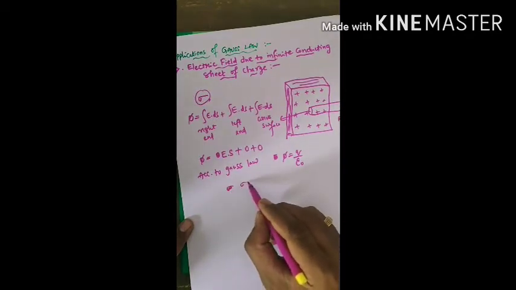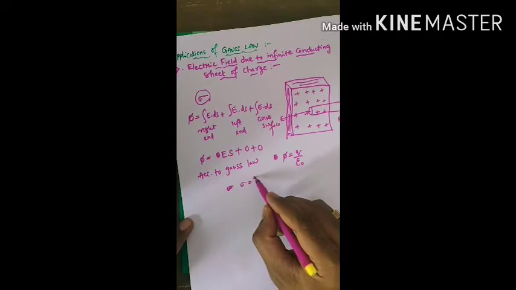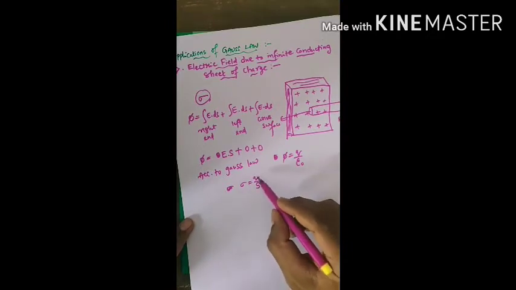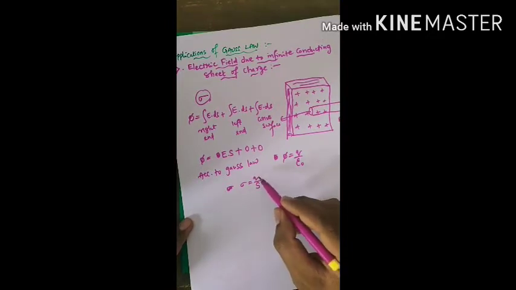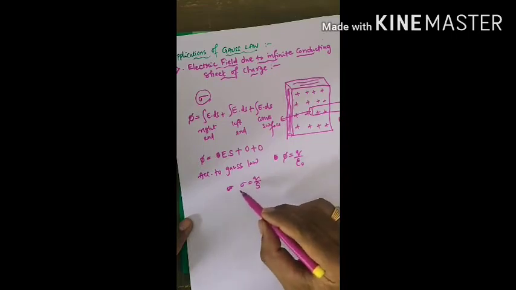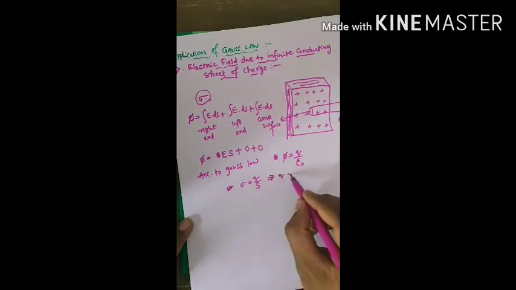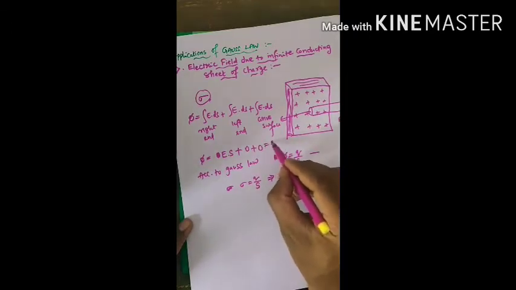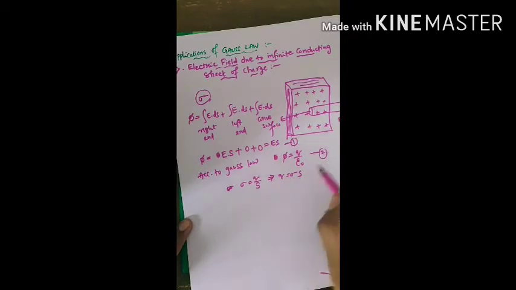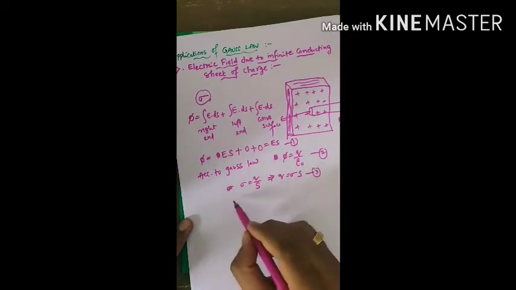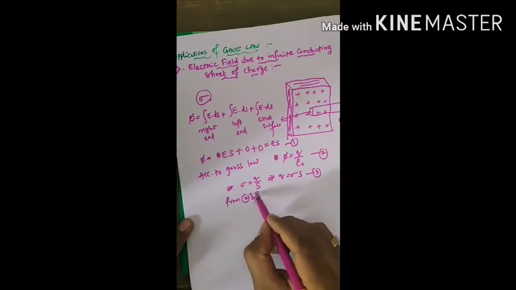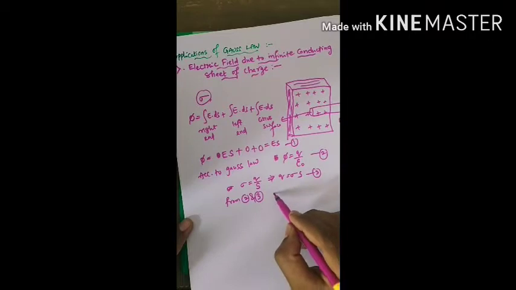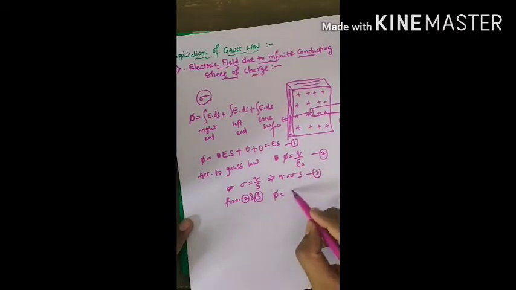Okay, and we know charge density. So what is charge density? That is Q by S. The charge per unit surface is called charge density, and we can write Q is equal to sigma S. I am writing this phi equals E S as equation 1, the Gauss law as equation 2, and this as equation 3. From 2 and 3, phi is equal to, instead of Q, sigma S by epsilon naught. This is equation 4.